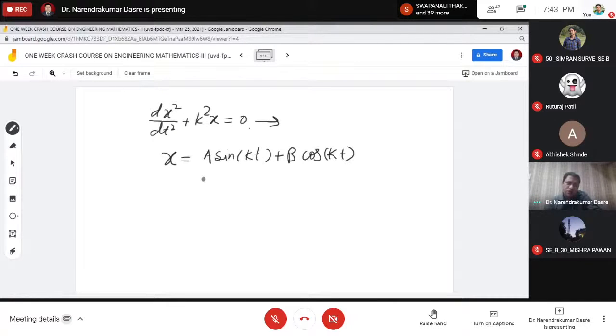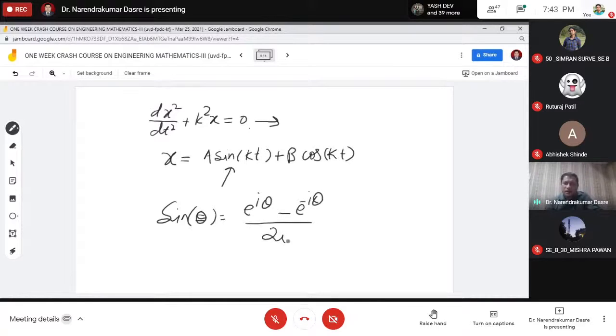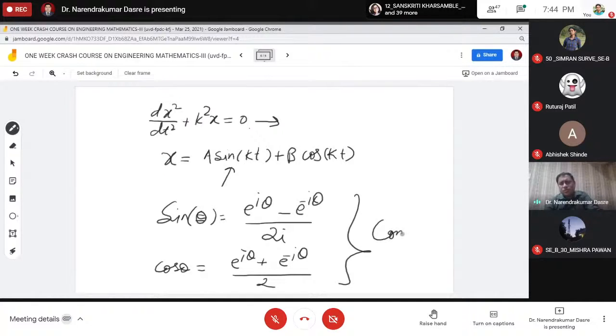So if we have this general solution, then we know what this sine is actually. Sine of theta is equal to e raised to i theta minus e raised to minus i theta, divided by 2i, and cos theta is nothing but e raised to i theta plus e raised to minus i theta, divided by 2. And you can see, bingo, this is complex.